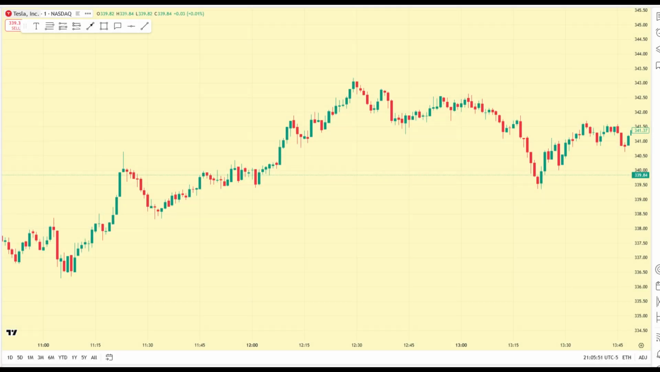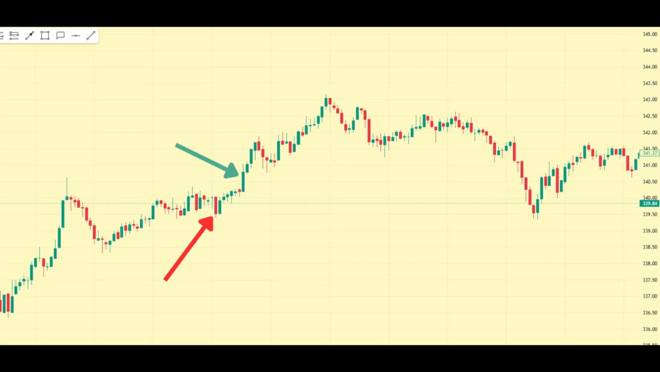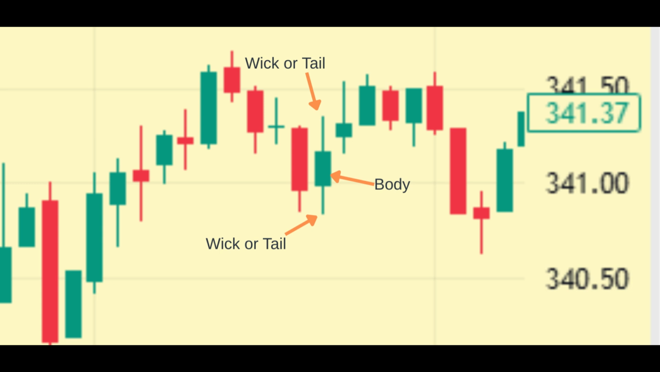When you open a chart, you should see candlesticks. If it looks different, search how to change it to Candle View. Candlesticks are green or red. Green means the stock closed higher than it opened. Red means it closed lower. Each candle has a body and two tails or wicks. The body shows the opening and closing prices. The tails show the high and low of that time period.